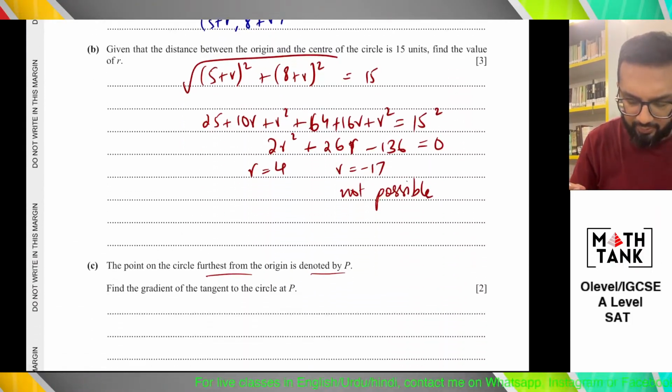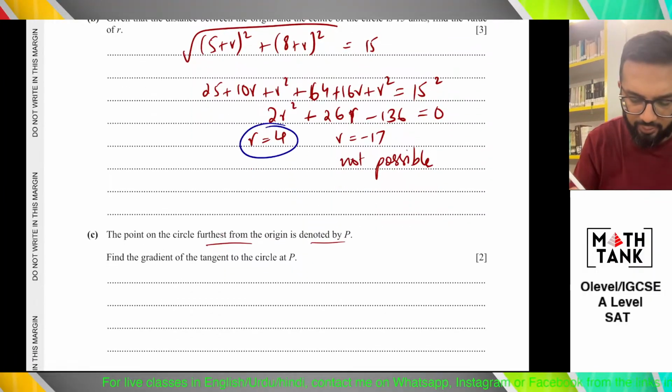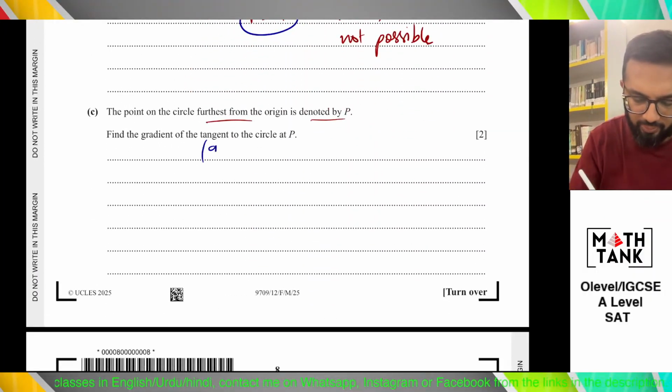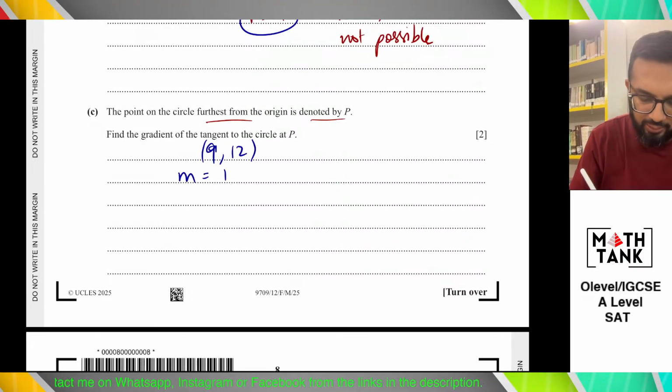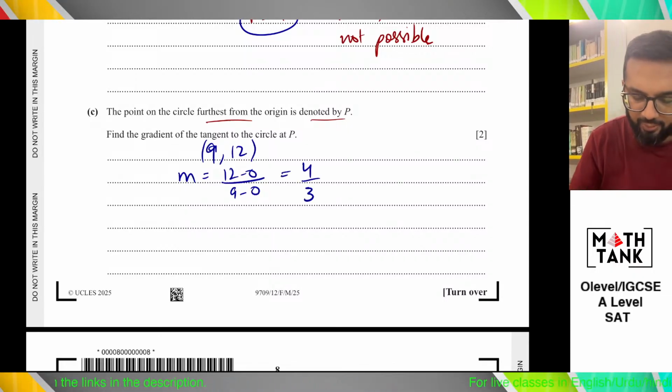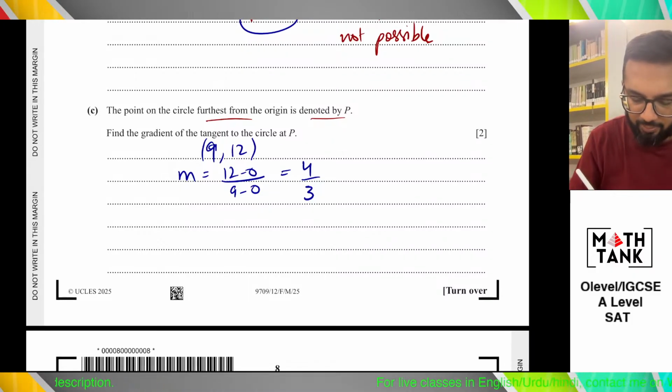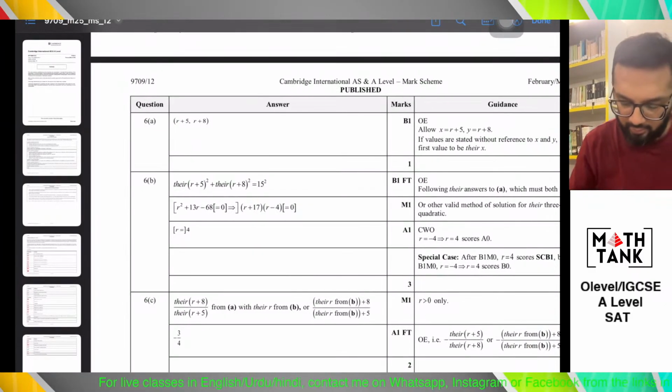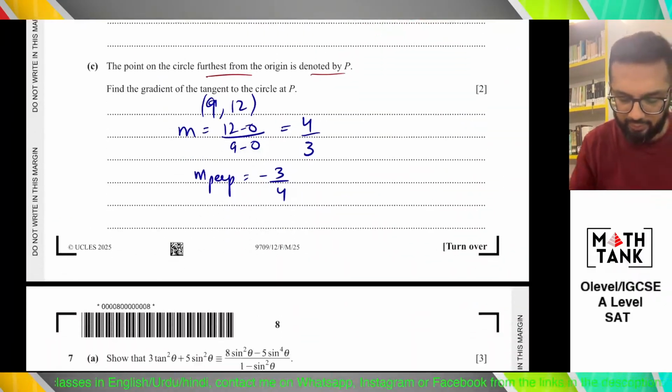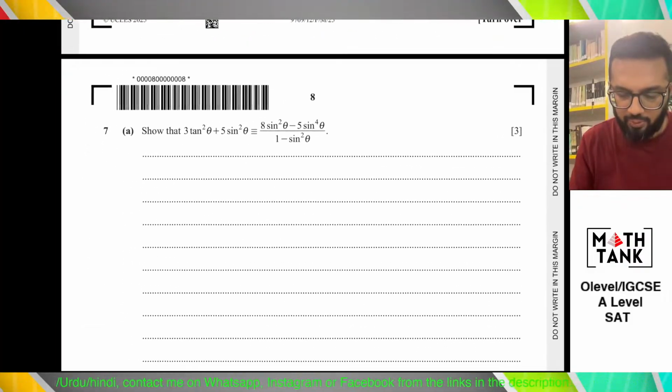gradient of this line. If R is 4, then this point has to be 9 comma 12. The gradient would be y2 minus y1 over x2 minus x1, so that's going to be 4 over 3. And if I make it perpendicular, it gives me the gradient of the other line, minus 3 over 4. And that should be the correct answer. Yes. Moving on to the next question.